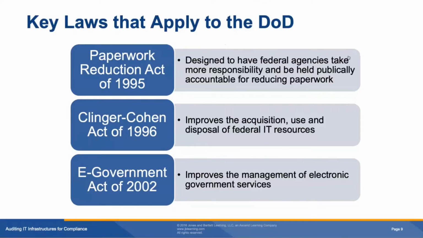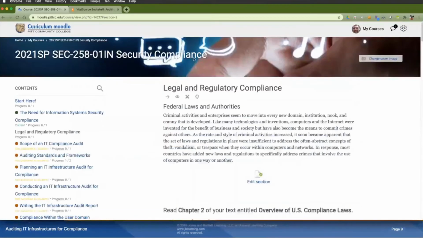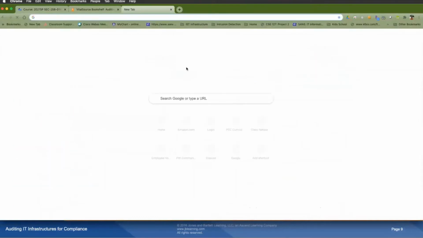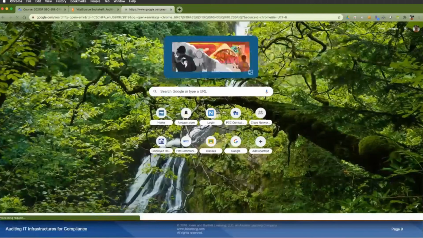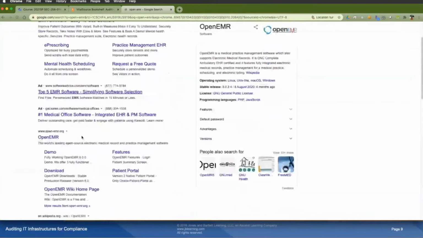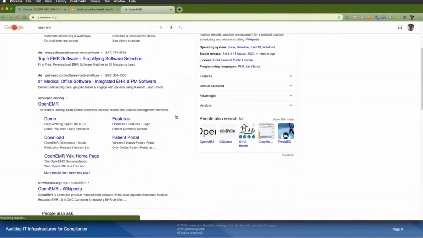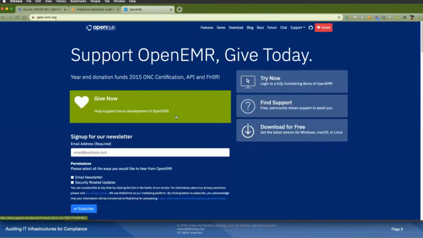Let's see. I'll share this with you. Let's share my browser too. Okay. So it's called Open EMR. Here it is. So it's an open source, free electronic medical records program, and it's web based. So you can download this. Here's a demo of it.